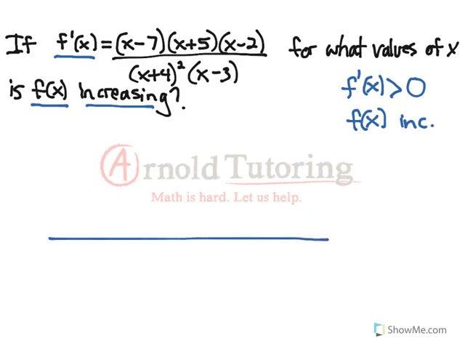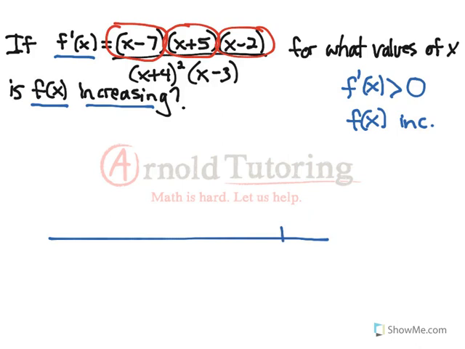We can see that any value of x that makes any of these brackets, so x minus 7, x plus 5, x minus 2, any of those brackets become 0 means that's an x-intercept of the derivative, right? It means the derivative will be 0, so we want to put those points on our number line. Any value of x that makes the bottom of the derivative 0 means the derivative is undefined there. We also want to put those on the number line. So it should be relatively easy to see.